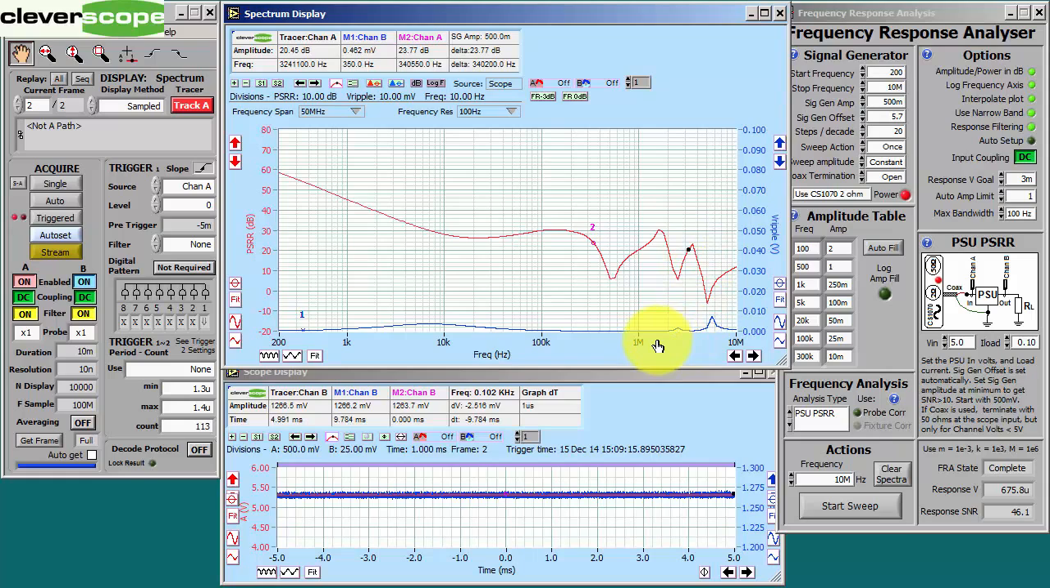So you can see that we can measure the power supply rejection ratio of any sort of power supply, including switch modes. This is quite useful if you wish to know the response to a disturbing stimulus on the external power supply.